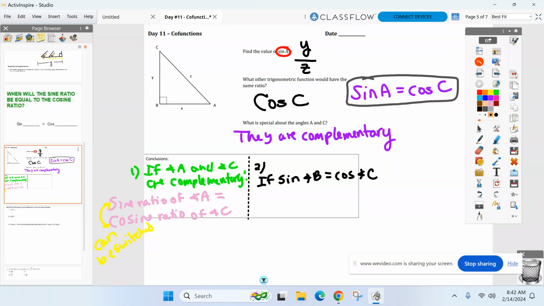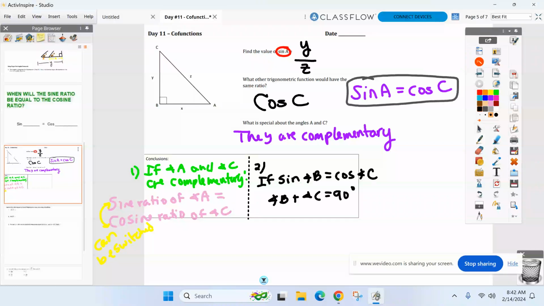So if the sine of angle B and the cosine ratio of angle C are equal, what do you know about B and C then? They have to be what? Which means they add to 90. That's the only time the sine and cosine are equal, that's the big topic for today. The sine ratio and cosine ratio are only going to be equal if those angles add to 90.